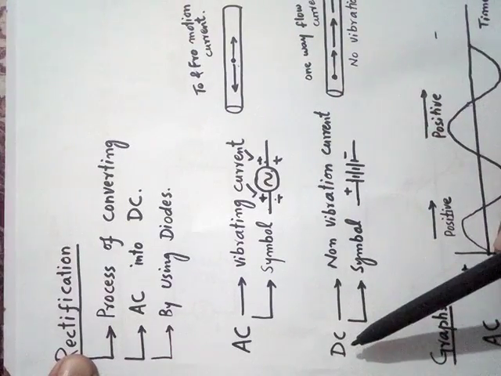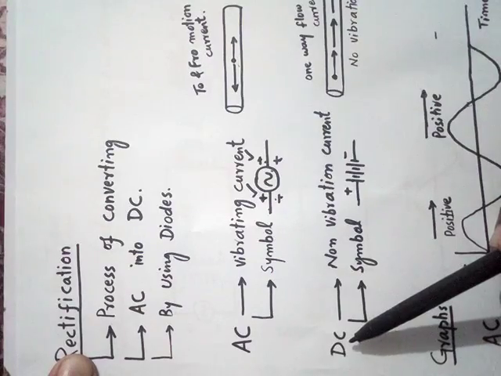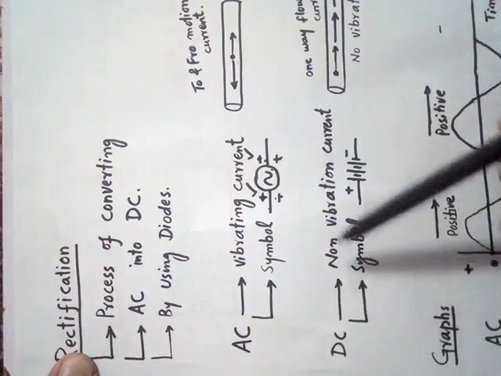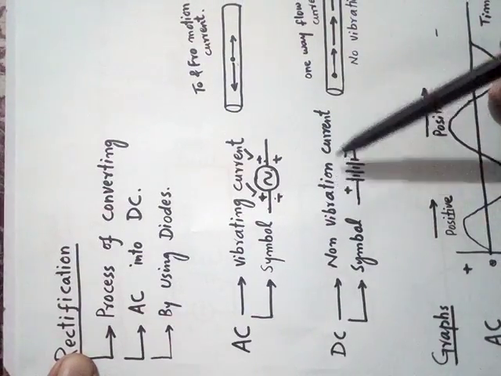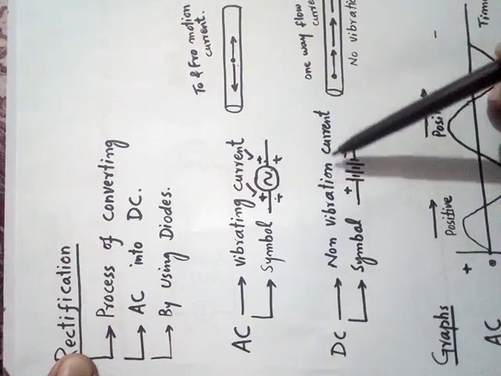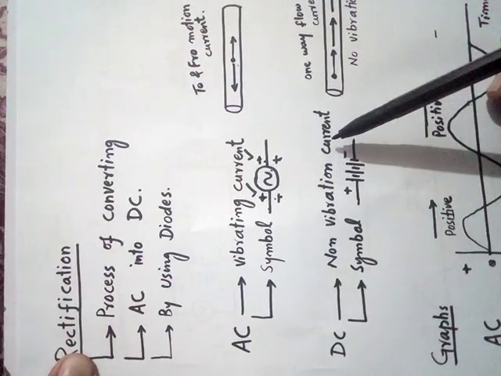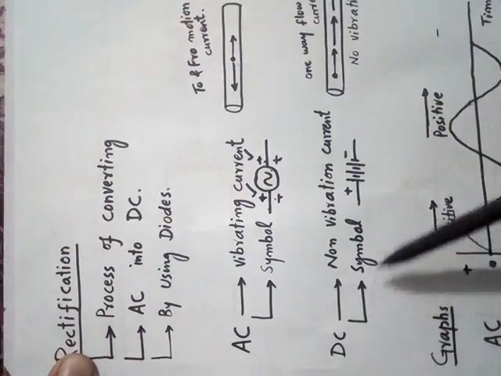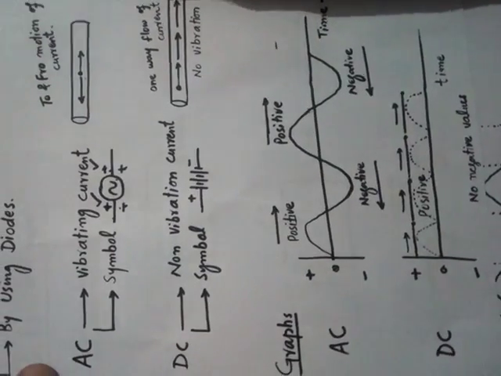Similarly, when we discussed DC, the direct current, we said that this is non-vibrational current because there is no vibration in the current. The symbol of DC was this one. After that, we discussed the graph of AC and DC.